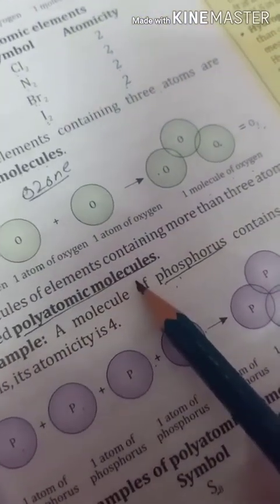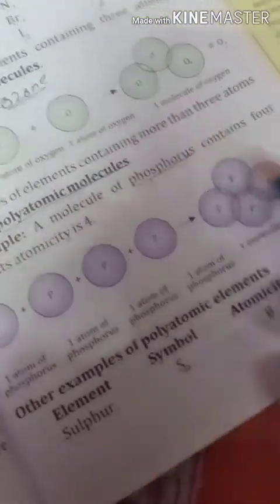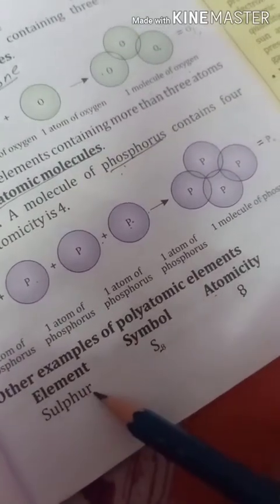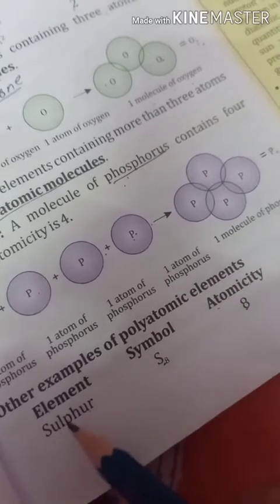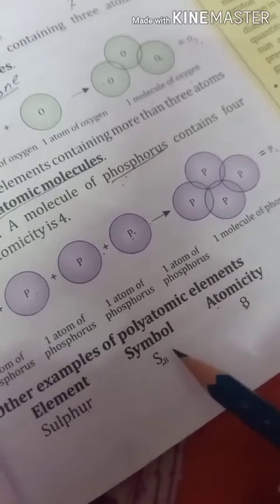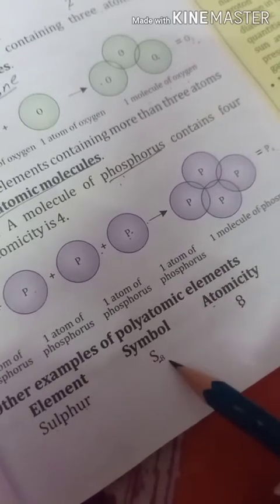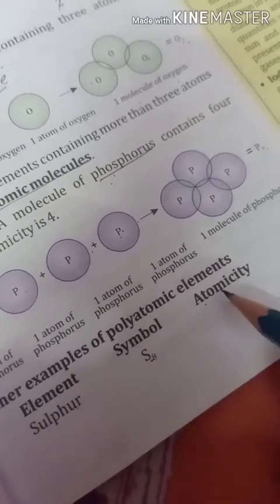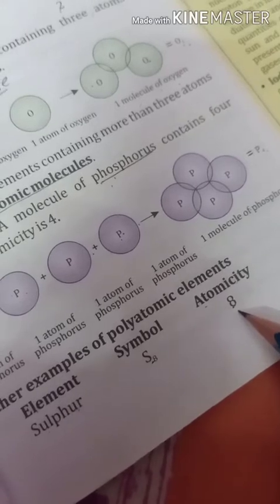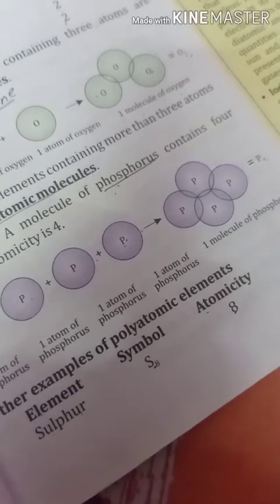Next we have the example of sulfur. Sulfur is also a polyatomic molecule because the symbol of the sulfur molecule is S8. So here we have 8 atoms, accordingly the atomicity is 8 and the molecule is polyatomic.